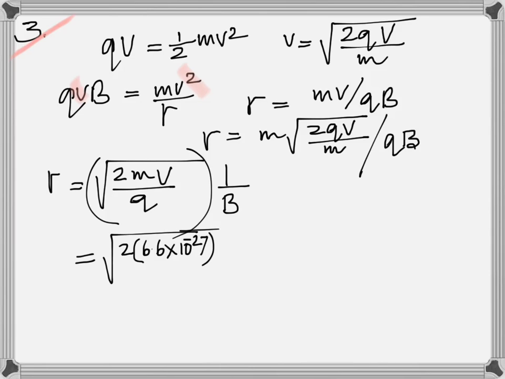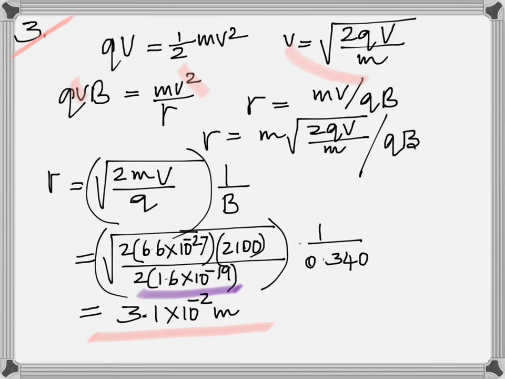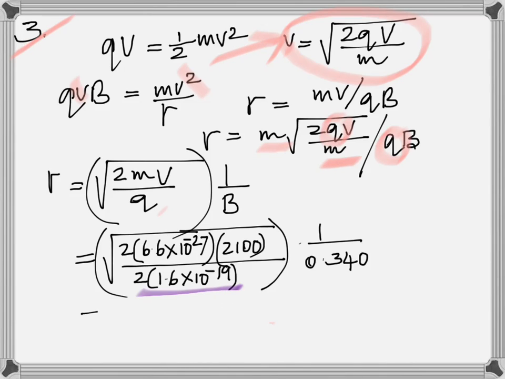That's the mass, and that is the voltage, 2100. Now the charge is 2 times 1.6 because, like I said earlier, it has lost 2 electrons, and 1 by the magnetic field. So that gives 3.1 times 10 to the... obviously there's a calculation mistake there, so it's 1.9 times 10 to the negative 2 meter.